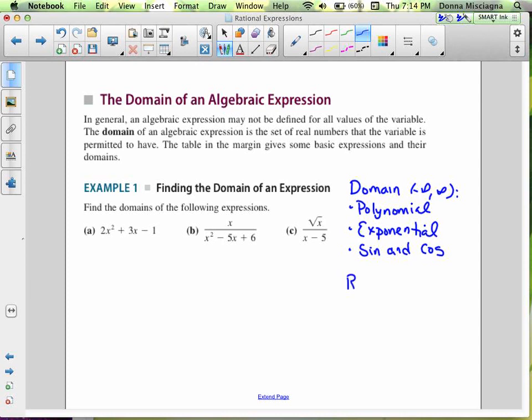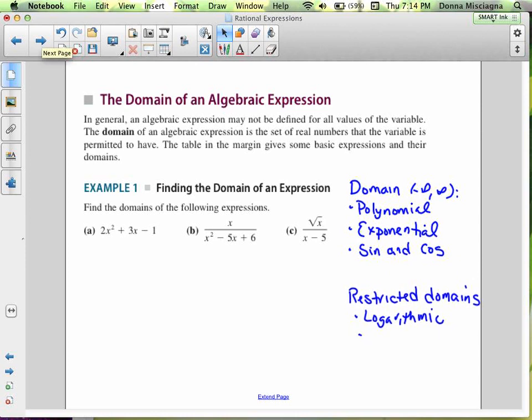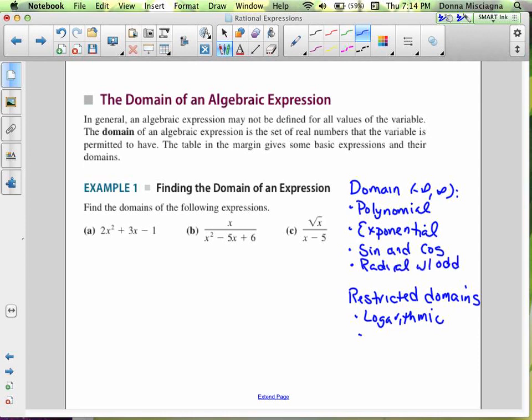Some functions have restricted domains. Alright, so logarithmic equations always have restricted domains. Oh, I did think of another one for all real numbers. Radical with odd indexes, odd roots. Cube root, fifth root, seventh root.